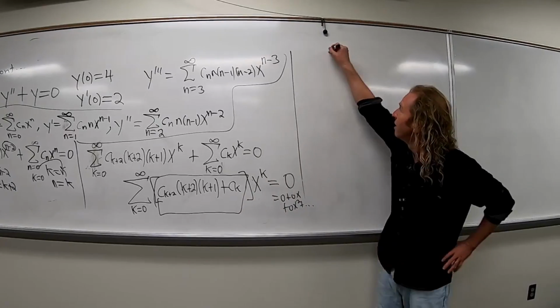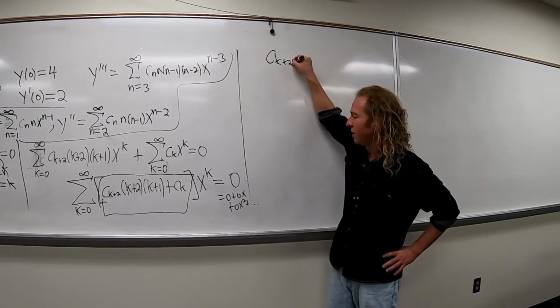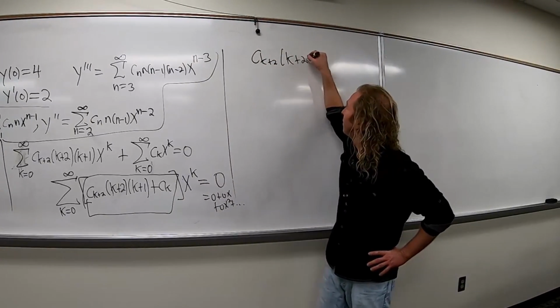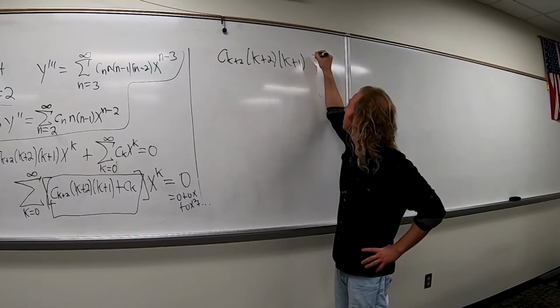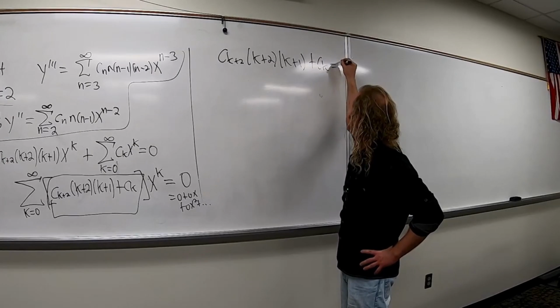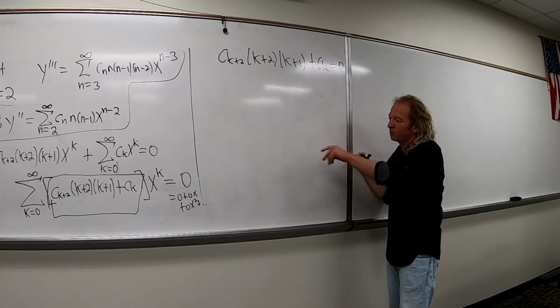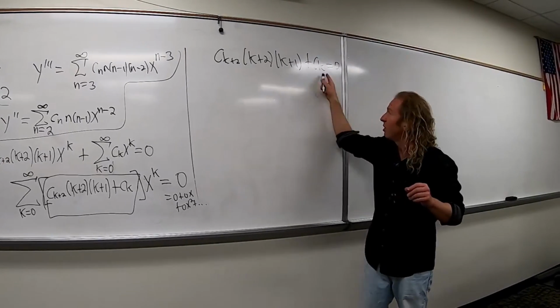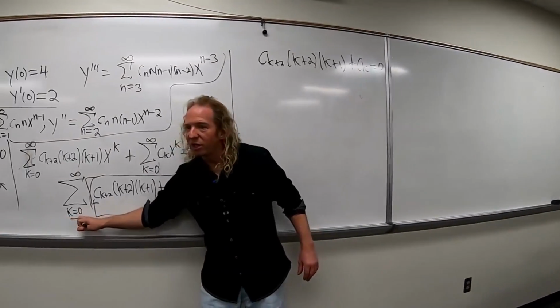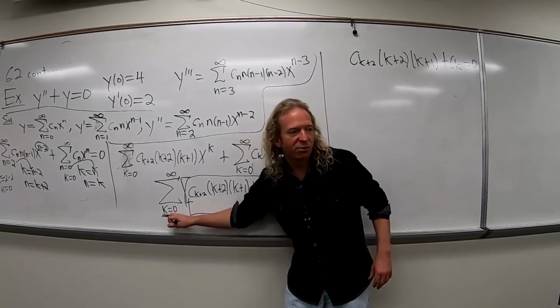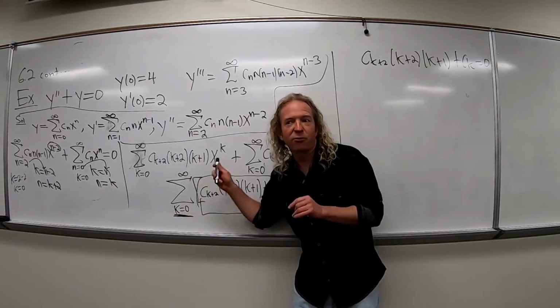So we have c sub k plus 2, times k plus 2, times k plus 1, plus c_k is equal to 0. Okay, and this part's really important. So you just take all of that and set it equal to 0. And it's important to specify where you're starting. You're going to need this, especially in the harder problems, and in every problem. So for k equals 0.